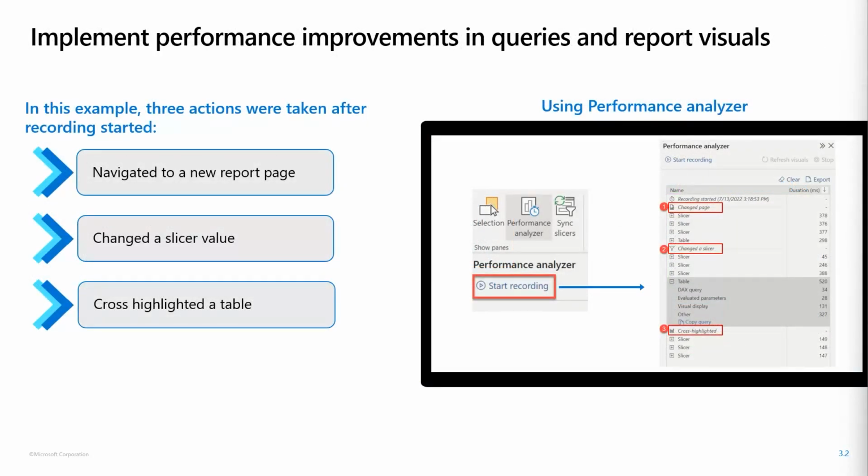The Performance Analyzer in Power BI helps you to understand how each element of your report performs when users interact with it. In our example here on the slide, once you've started the recording, notice that Performance Analyzer captures the performance metrics of us navigating to a new report page, which shows up on the right as a changed page. We also changed a slicer and cross-highlighted a table noted here. All the interactions are in real time.